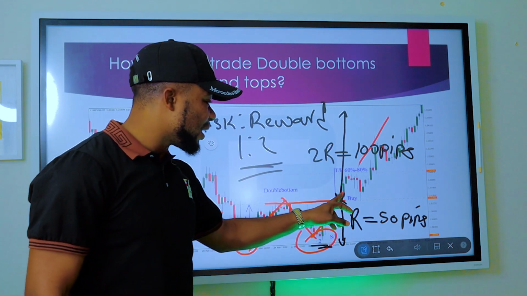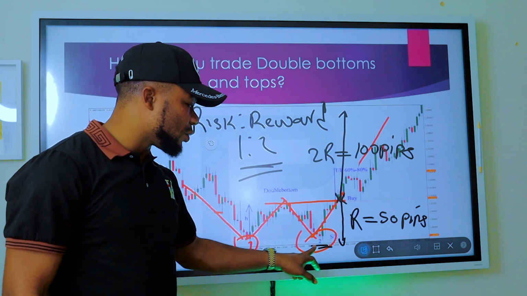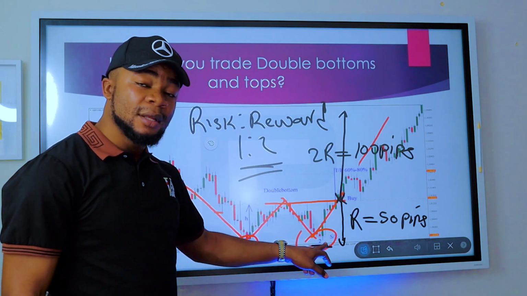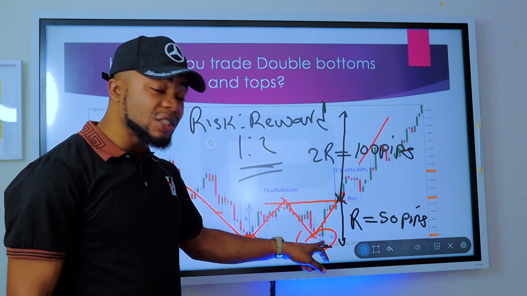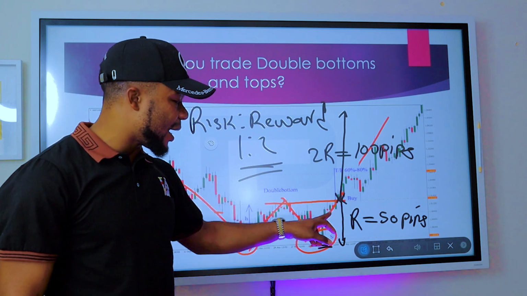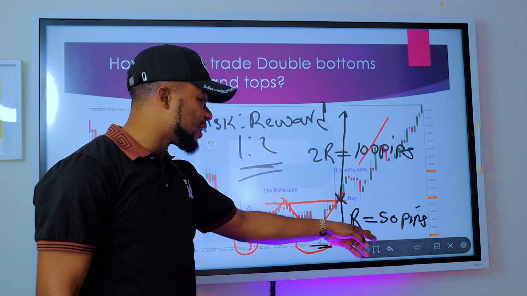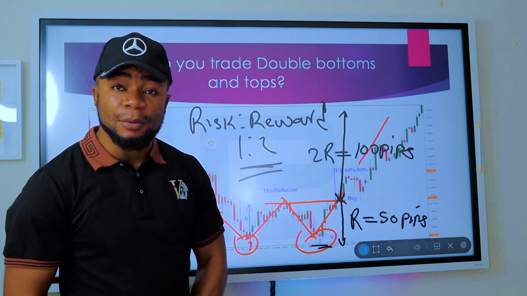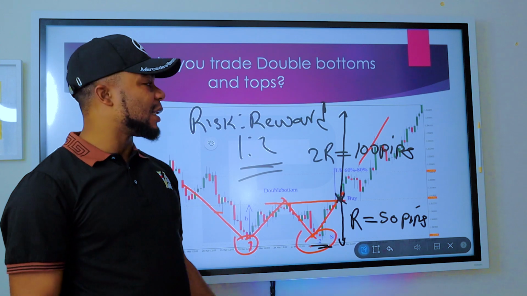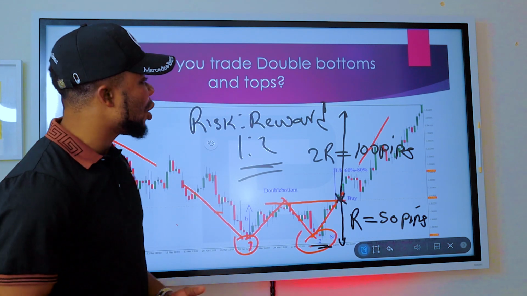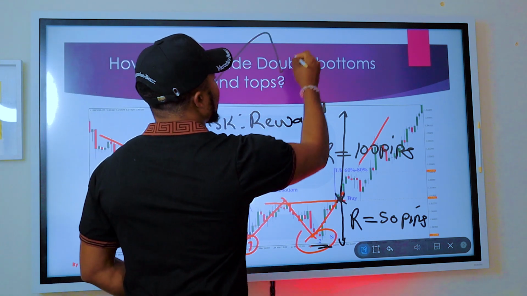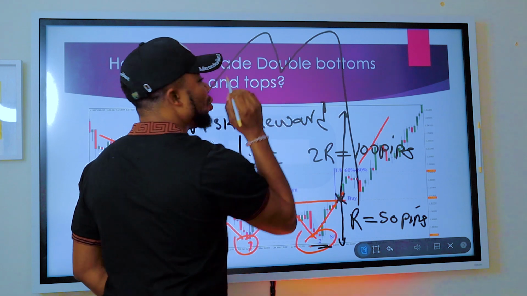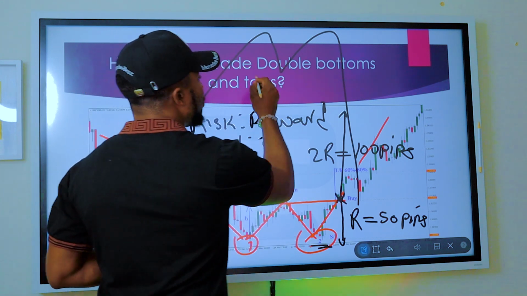If the distance from the entry point to the low of that particular second bottom is 50 pips, then I just need to measure 100 pips and that will be my take profit. As simple as that. And the same thing will happen for a double top. If the double top is like this, and remember, to trade a double top, you need to wait for the neckline.